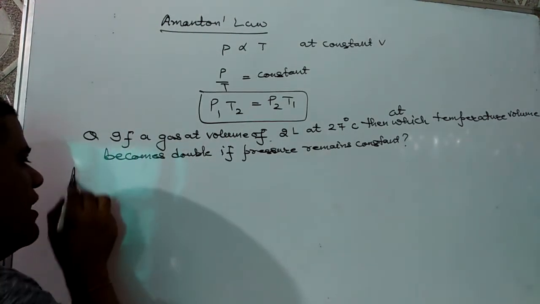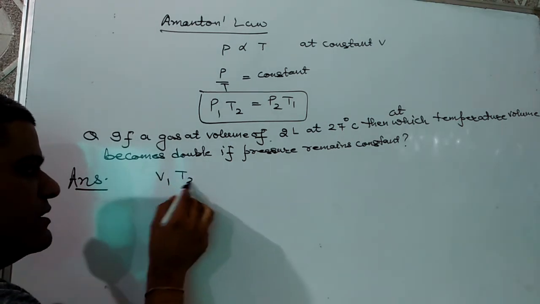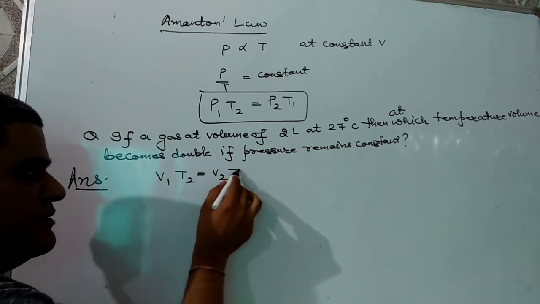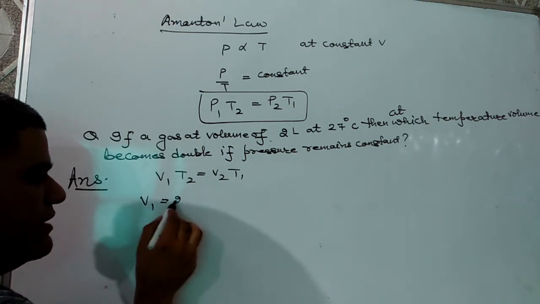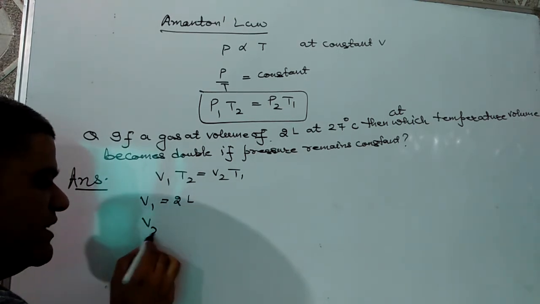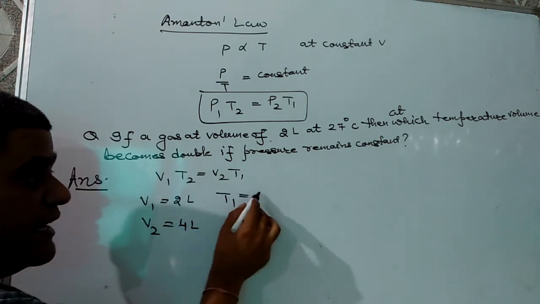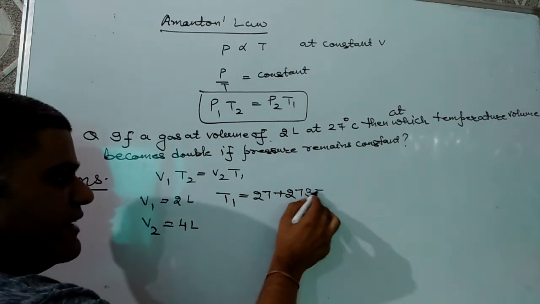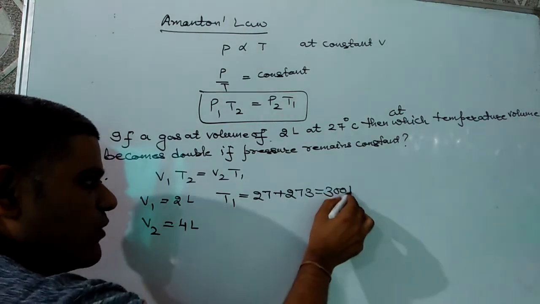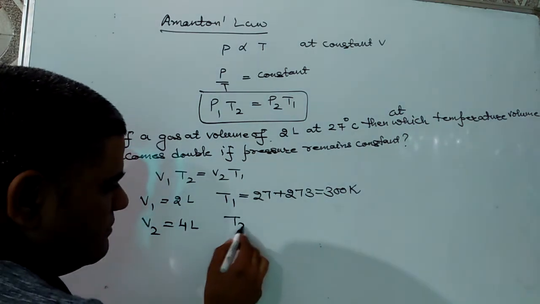According to Charles law, we know V1 T2, that is equal to V2 T1. Here V1 is given, that is 2 liter. V2 will be the 4 liter. T1, that is in centigrade, 27. We have to add 273 to it to convert it into Kelvin. So keep it in mind, we have to convert temperature into Kelvin. And T2 we need to find.